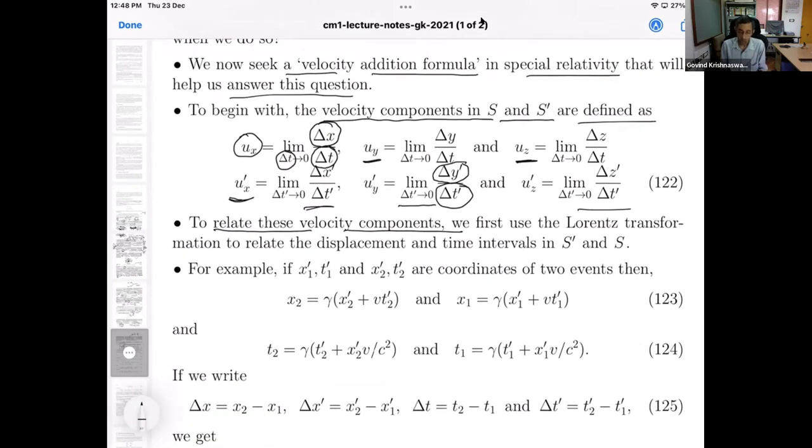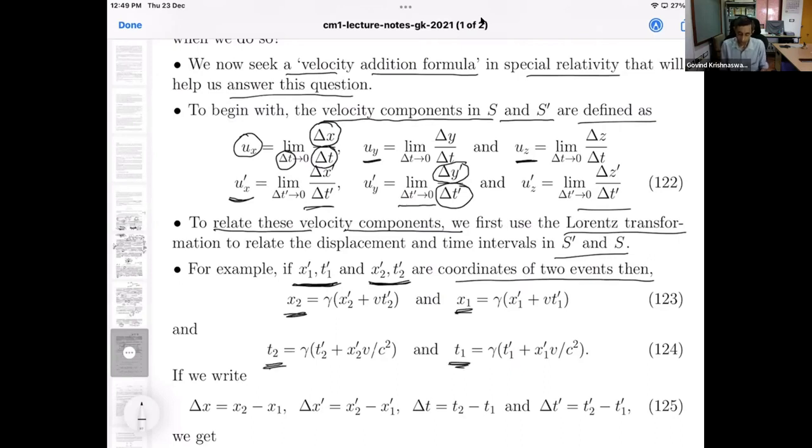To relate the displacement and time intervals in S and S prime, we will use the Lorentz transformation formulae. Since we're talking about displacements, we need two events. So let us suppose in the primed frame you have two events. They are nearby events because we're taking the limit to 0. So there is an x1 prime, t1 prime event, and then an x2 prime, t2 prime event. These are the coordinates of two events in the primed frame. And we can ask what are their coordinates in the unprimed frame?